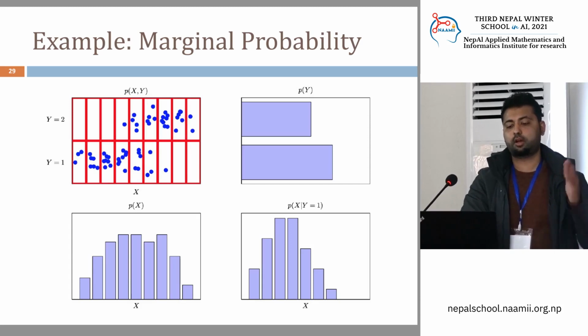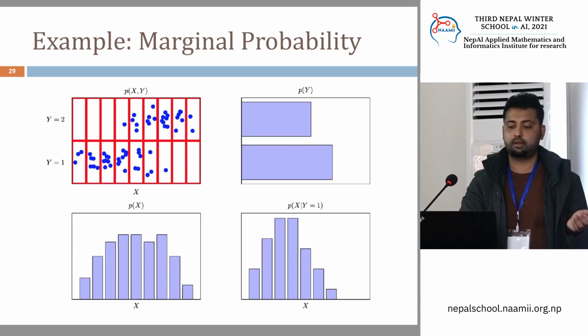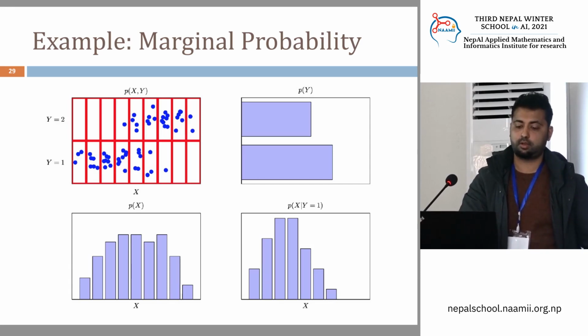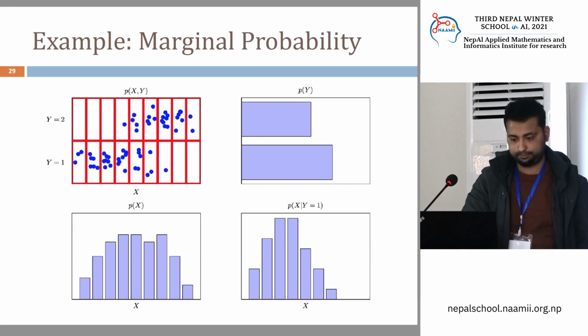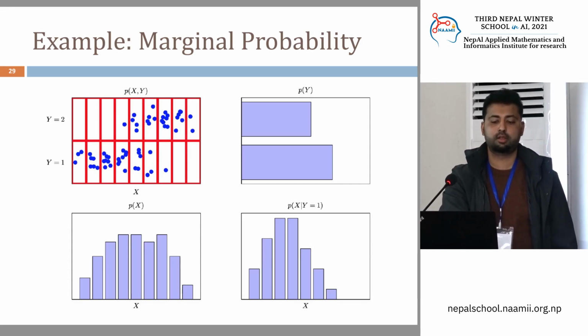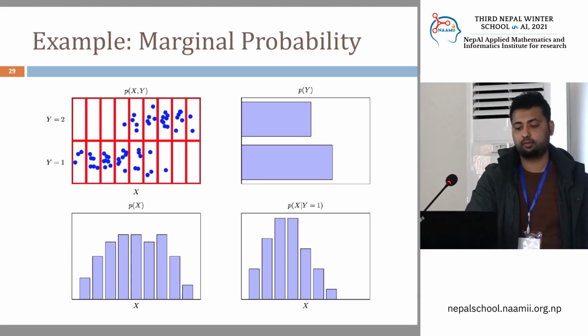So if you just want to talk about the probability of y equal to 1, then you sum up all these dots along this x-axis, and you would get this marginal probability of y. Similarly, if you want to talk about the marginal probability of x, you sum up along this y-axis. You don't care if y is equal to 1 or 2, because all you care about is x.